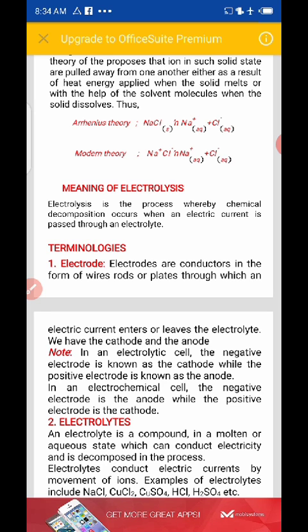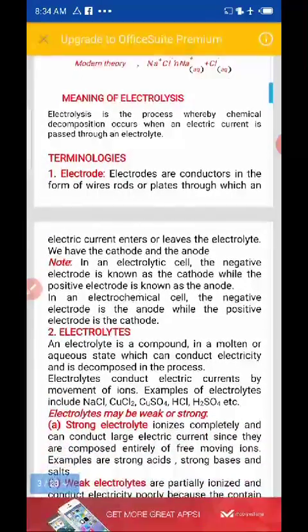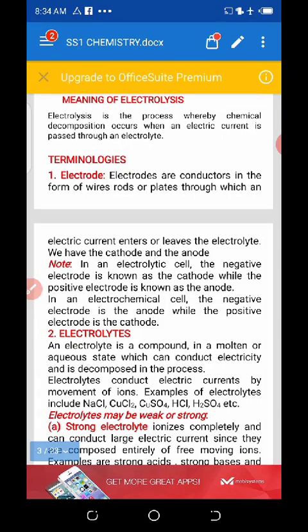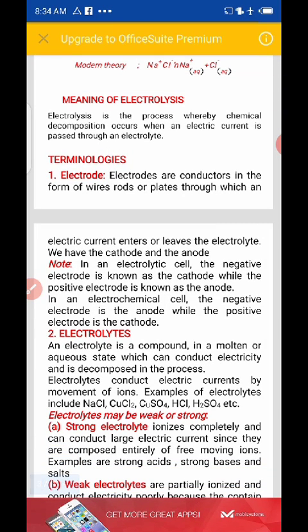Electrolysis is the process whereby chemical decomposition occurs when an electric current is passed through an electrolyte. Let's look at some terminologies of electrolysis. Electrode. Electrodes are conductors in the form of wires, rods or plates, through which an electric current enters or leaves the electrolyte.